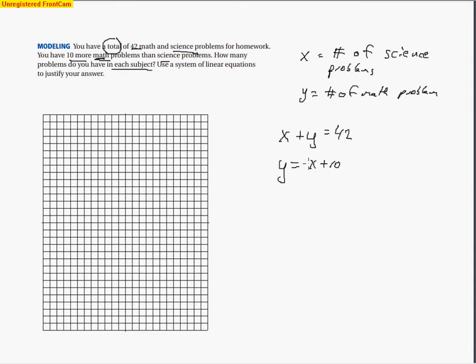So I'm going to go ahead and solve this by graphing. I need to figure out how I'm going to write this. I'm going to call this my x-axis. This is the number of science problems. And then I said y represented, so I'll draw the line up here, the number of math problems.